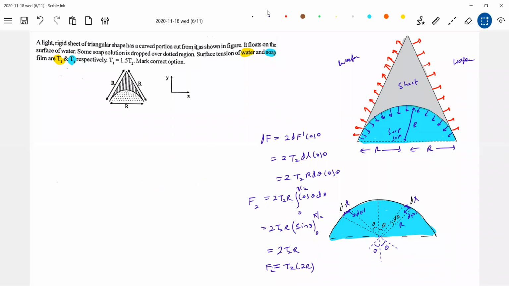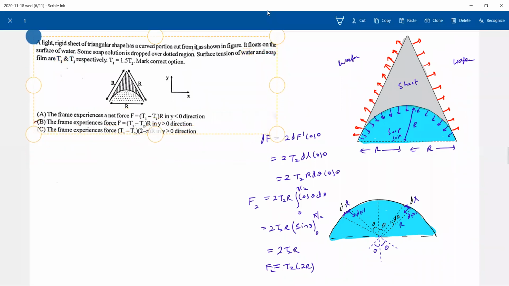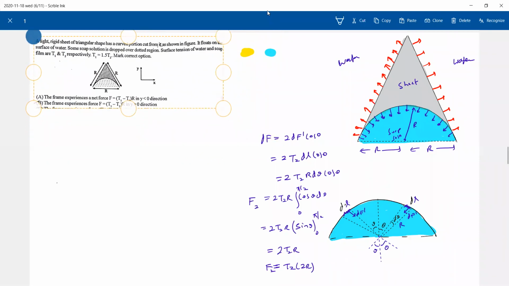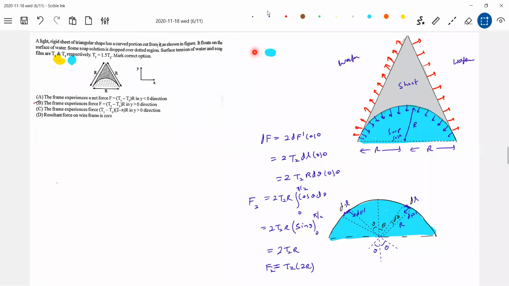Okay, now let's get into one by one. Let me get into it. So this is a sheet. What are the forces that are acting? So let me bring only the sheet.